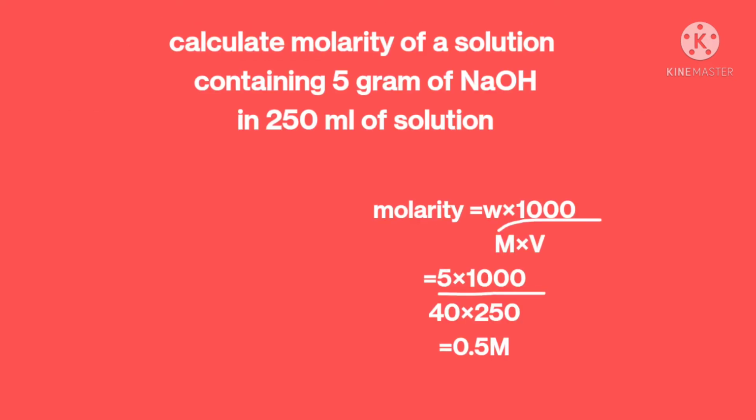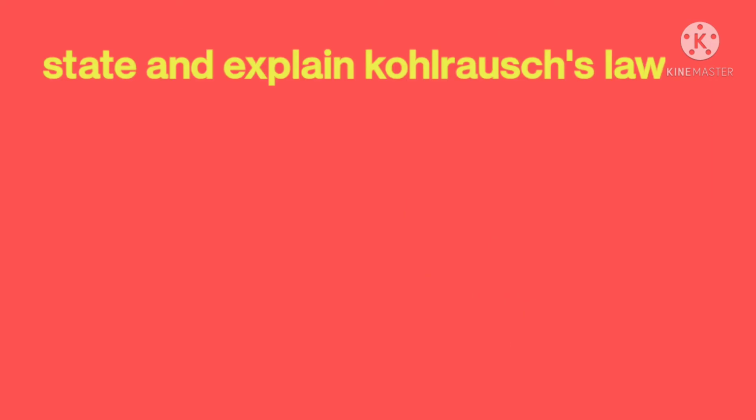Calculate molarity of a solution containing 5 gram of NaOH in 250 milliliter of solution. So molarity is W into 1000 upon molecular mass into volume of solvent. So we get 5 into 1000 upon 40 into 250, 0.5 molar.